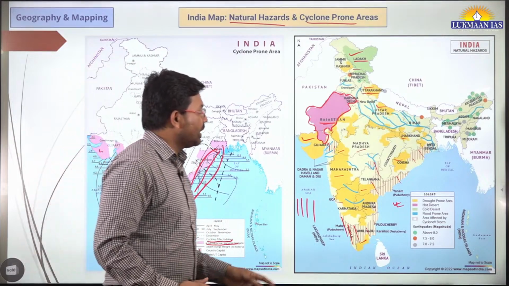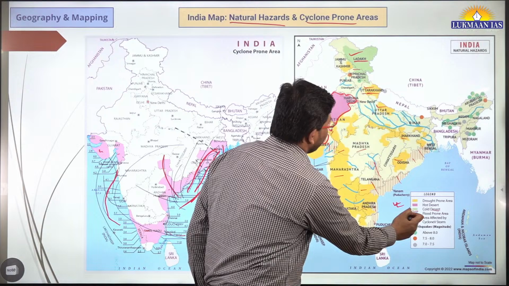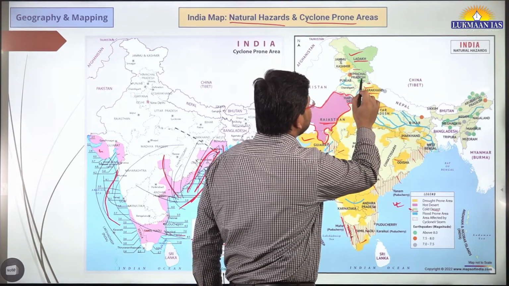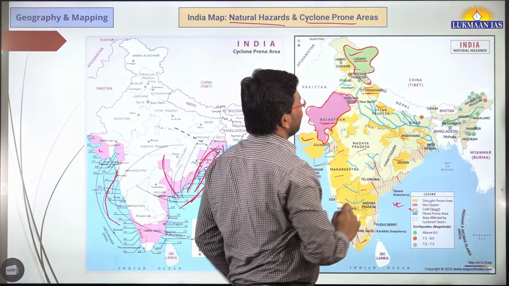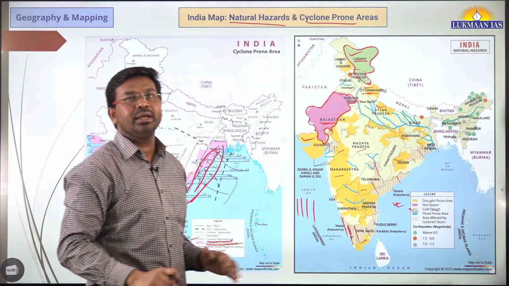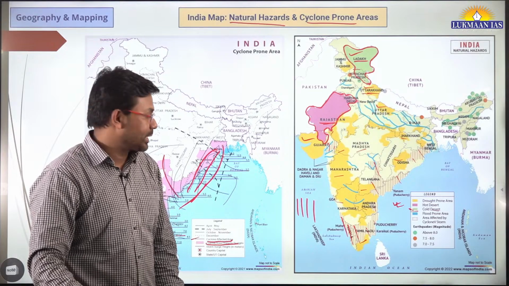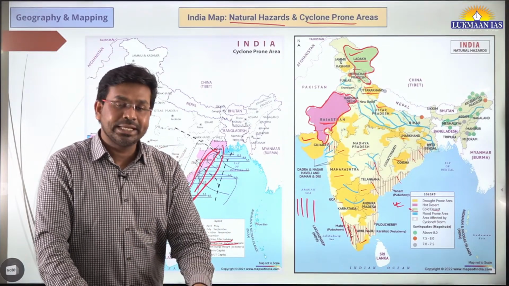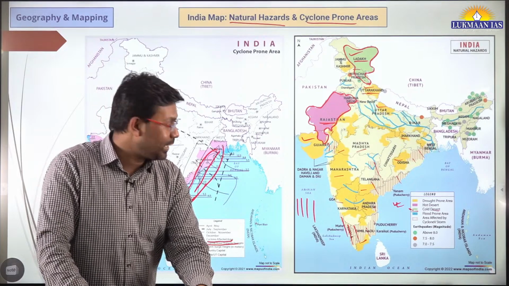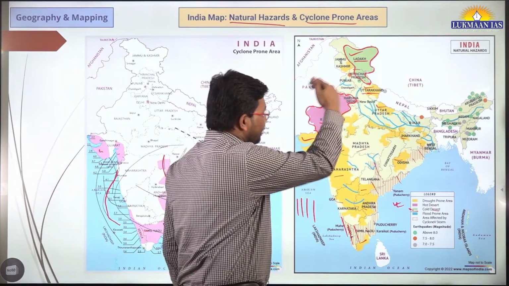So colder regions have been showcased using this green color. Basically, cold deserts are over here. This is the region where we find cold deserts in the country. And if we talk about earthquakes, which areas get affected more by earthquakes in India? To understand that, we need to understand some dots in this particular map.